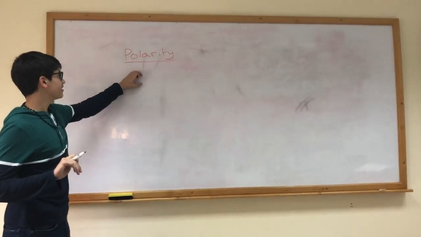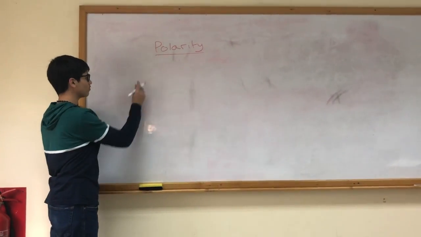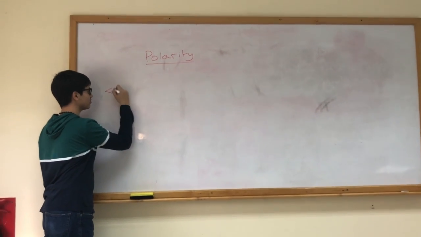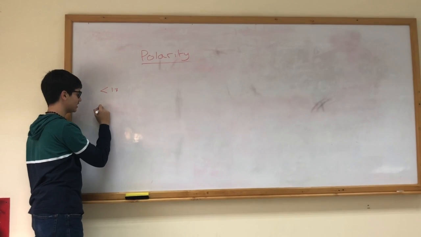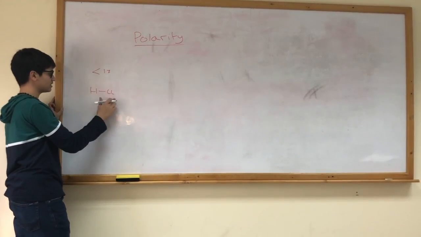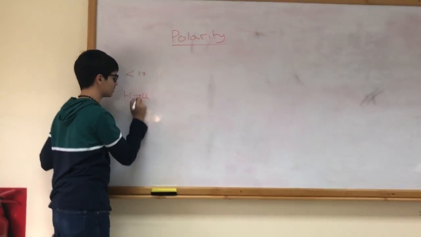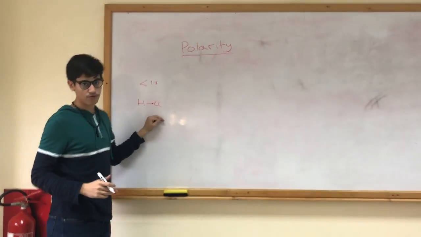So now polarity. Polarity can occur in 2 different situations. The first one is when there's an electronegativity difference between the 2 atoms which is greater than 1.7. And this can easily be seen in examples such as HCl. The electronegativity difference between these 2 atoms is greater than 1.7, and the electrons are very closely attracted to the chlorine. And therefore, this is generally polar.